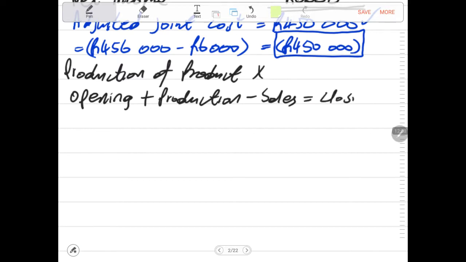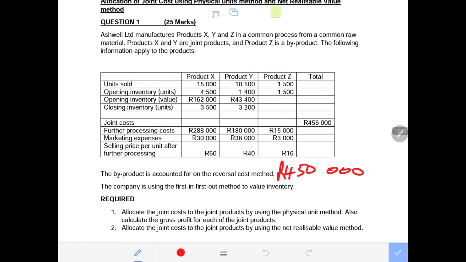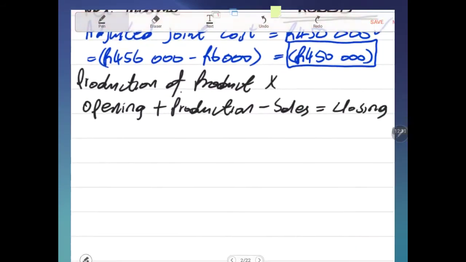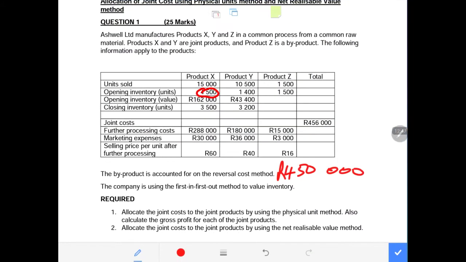I just want to put it today in the equation so that we see it very clearly, because sometimes when you are required to calculate the missing units that are in the middle, it's sometimes difficult to change the sign, but if it's in the equation it becomes very simple. Opening inventory for product X, we have it as 4,500 units. So now we paste the 4,500 units of the opening of product X plus production. Production is the number of units that we are looking for, so we still leave production as it is. Sales is 15,000, and closing, we have our closing.